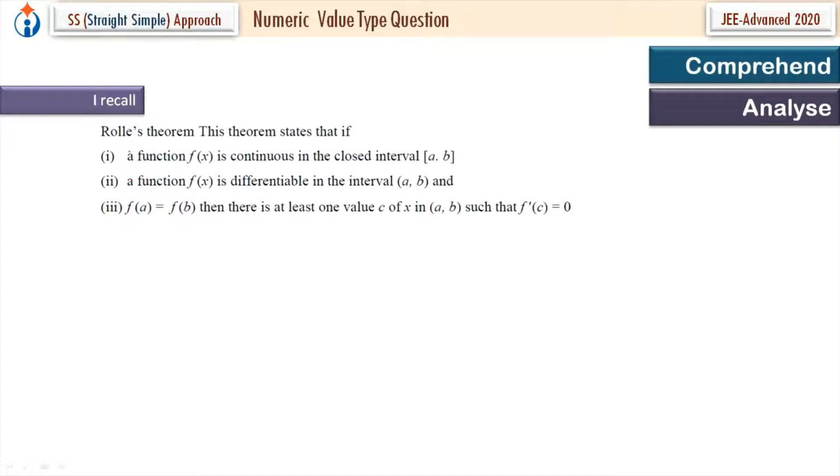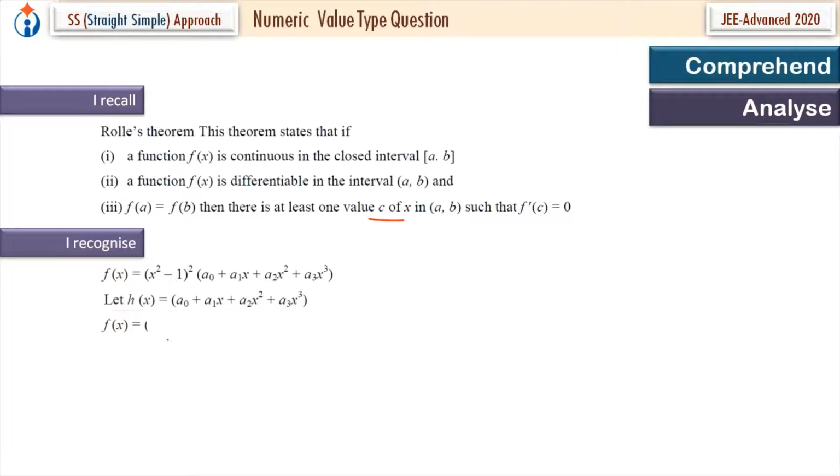So what does this theorem state? A function f(x) is continuous in the closed interval, polynomials are continuous. A function f(x) is differentiable in the open interval (a, b), polynomials are differentiable. And f(a) is equal to f(b), f(−1) and f(1) are 0. Then there is at least one value of c; we are talking about the number of roots, minimum values. So it's like a hint there. So this theorem states if f(a) and f(b) are equal, then there is at least one value of c in the open interval (a, b) such that f'(c) is equal to 0.